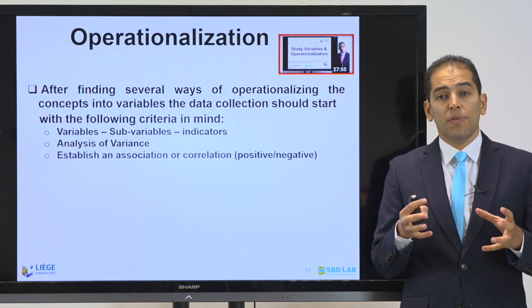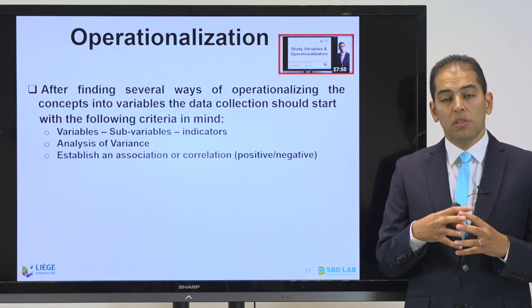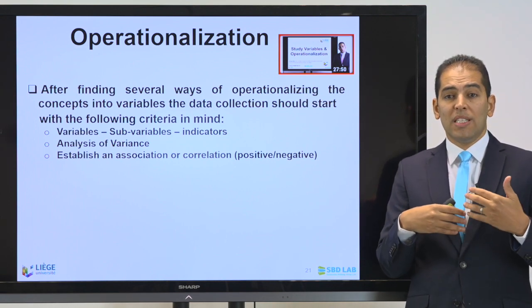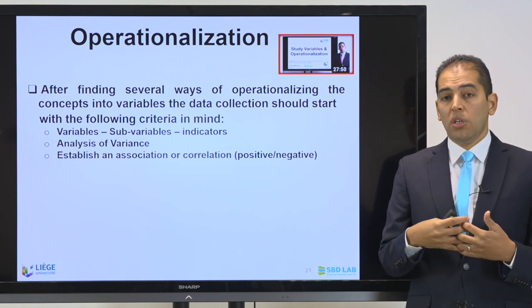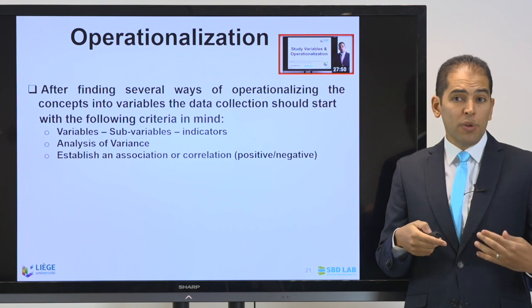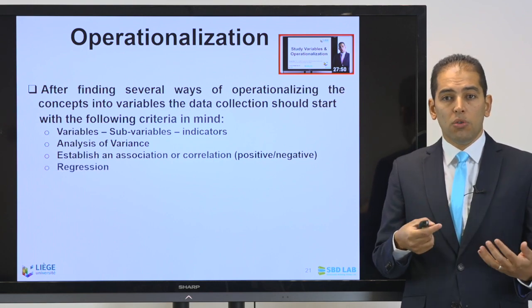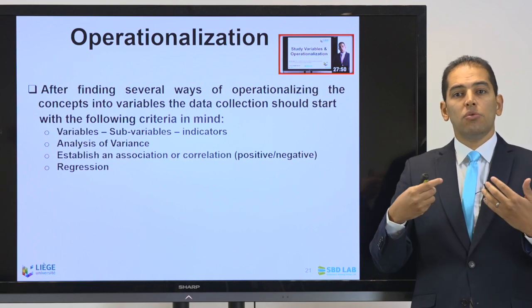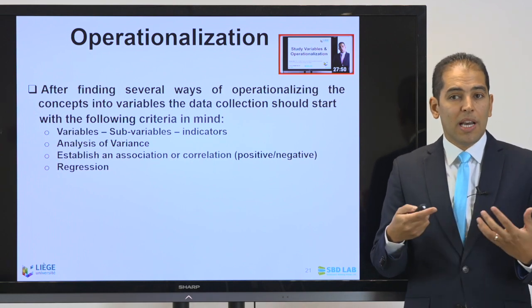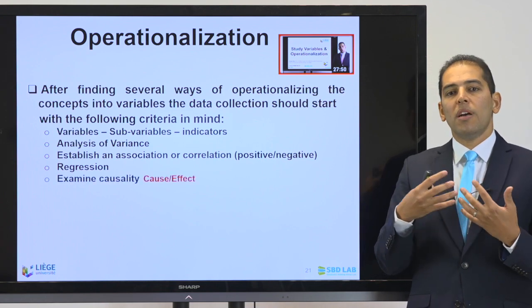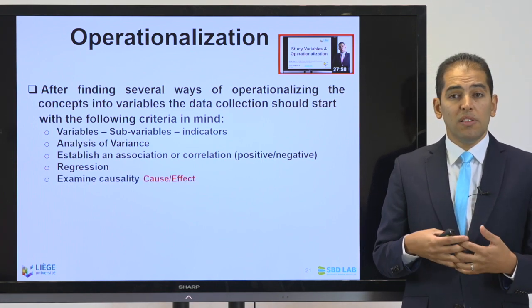If the analysis of variance shows a significant or remarkable variance, then we can move on with measuring or establishing an association or even a correlation, in a positive sense or a negative sense. And if we created an association or a correlation, only then we can proceed with our statistical testing, moving to a regression if there is a real association or correlation. And maybe if we are lucky, we can go on with examining the causality, or the cause and effect.